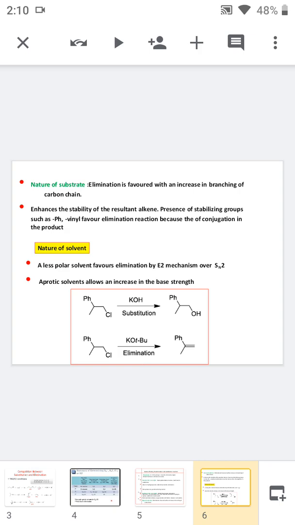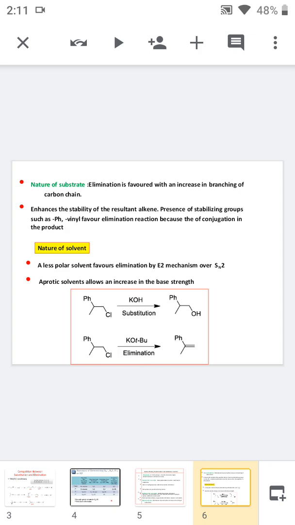Then an aprotic solvent allows the increase in basic strength. Because if we are using an aprotic solvent, it does not make any influence on the basic character. That's why the basic strength in aprotic solvents also increases.